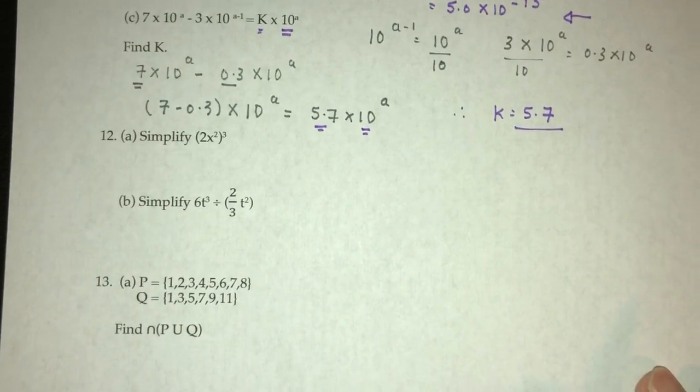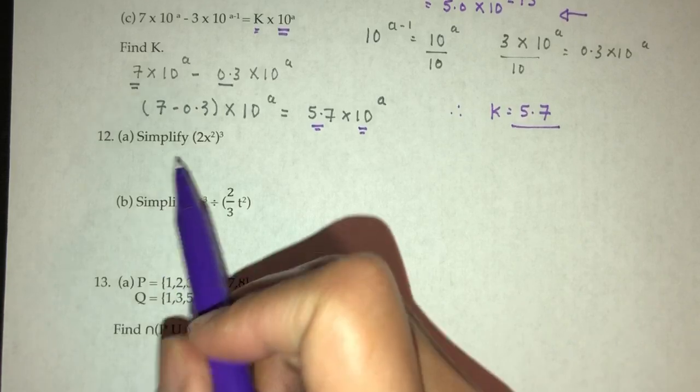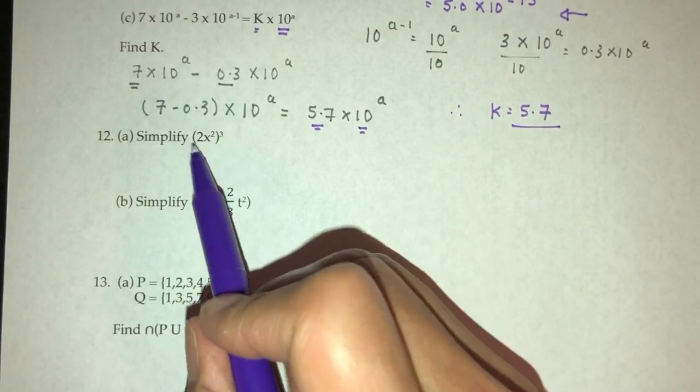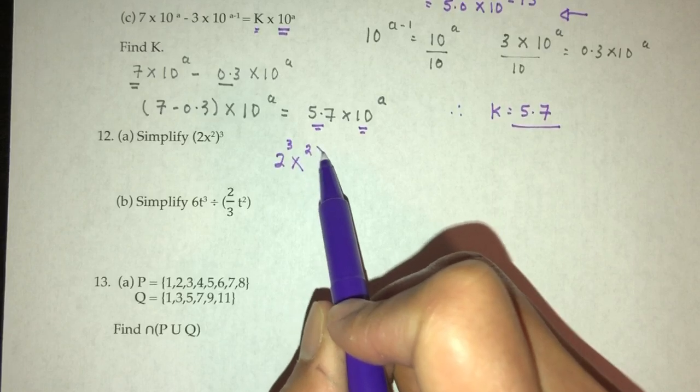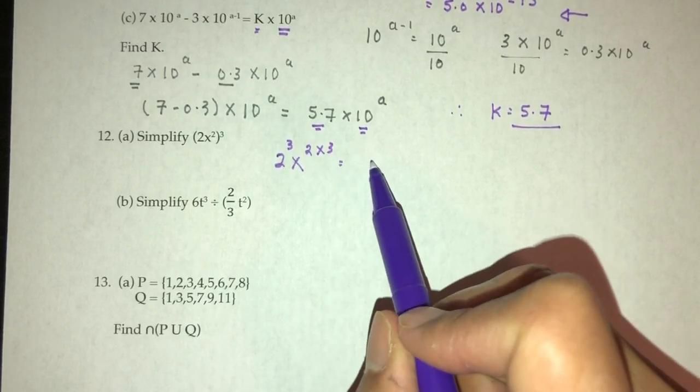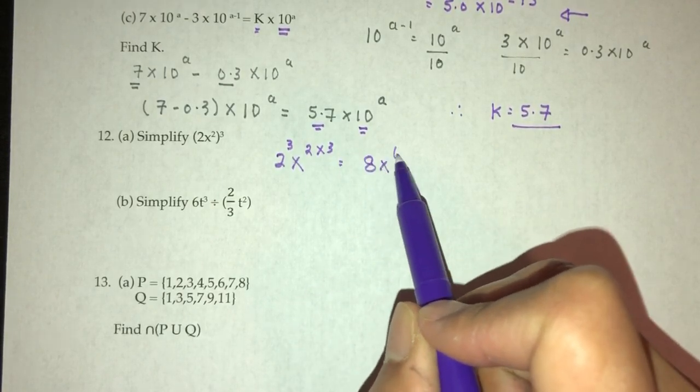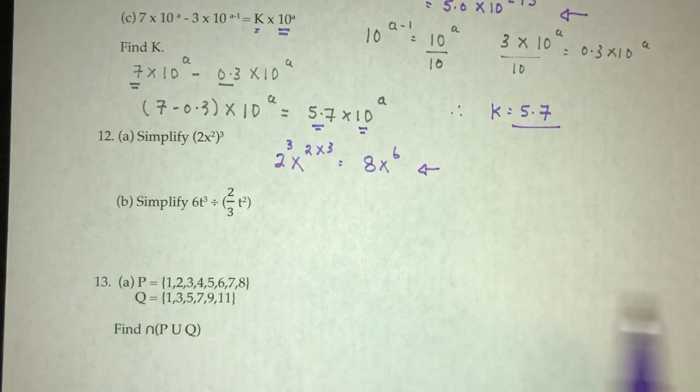Now for question 12, we have to simplify this one. So first thing first, let's bring in the power. You will have 2 power 3 times 2 times 3. That will become 8x power 6. Now for this one, simplify one by one.